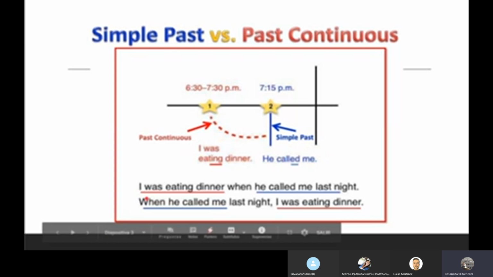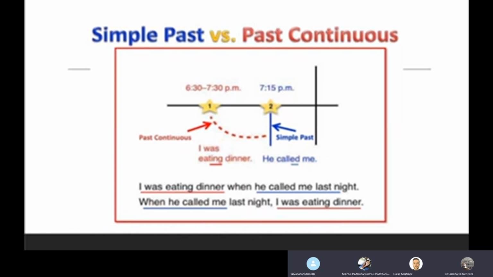So we can use these two words. We can use when in the middle of the sentence, or at the beginning of the sentence. I was eating dinner when he called me last night. When he called me last night, I was eating dinner. Is that clear? Do you have it clear? Yes. Yes. That's good.